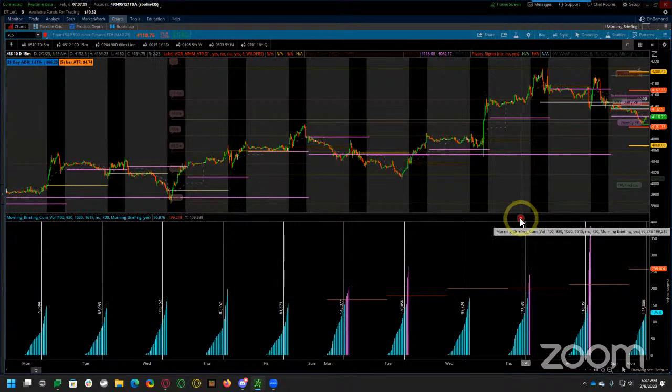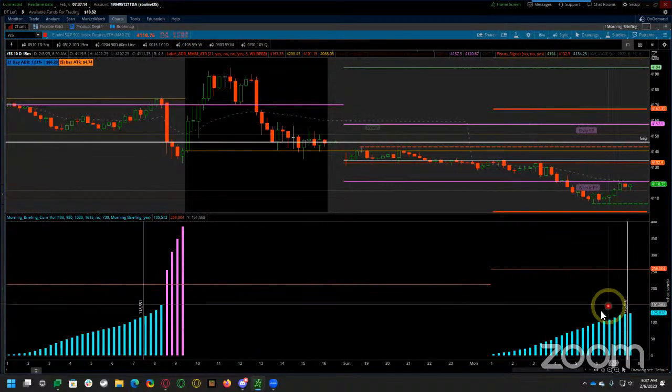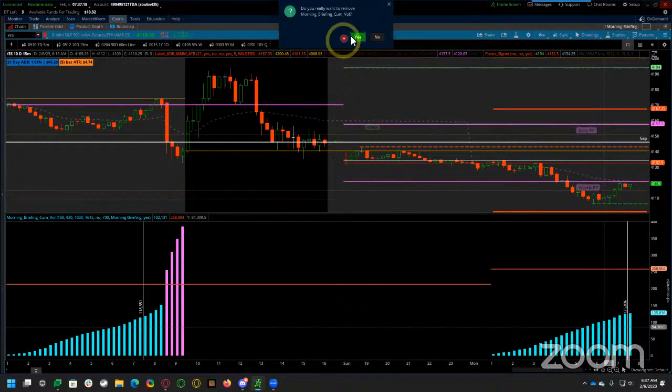All right, volume sitting at around 125. It's right within our norm, so no issues on the overnight cumulative volume. Just get that out of the way.